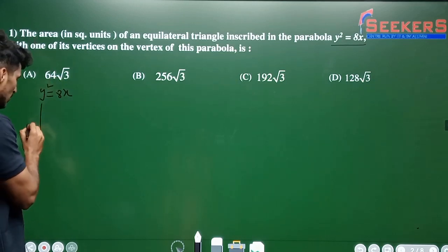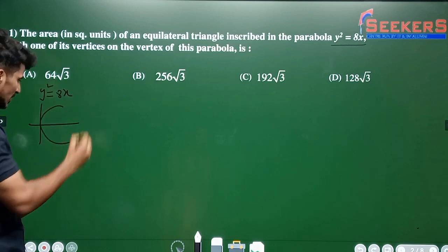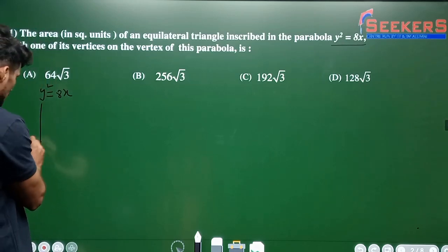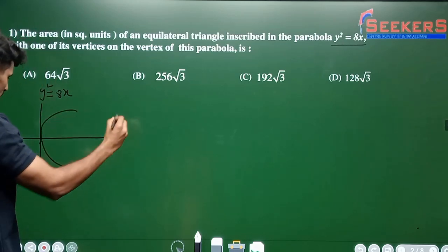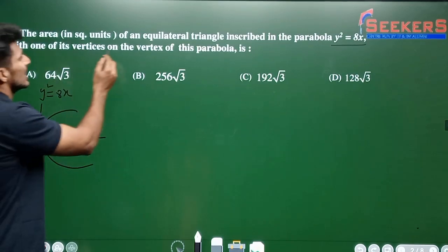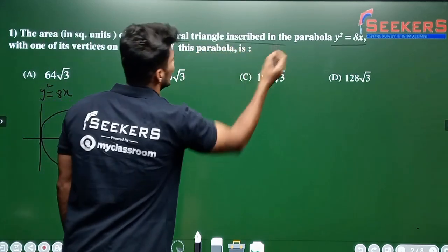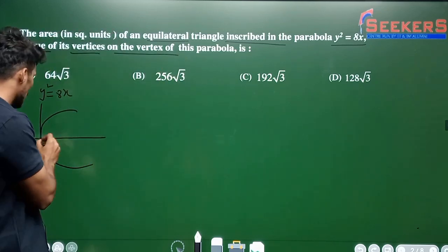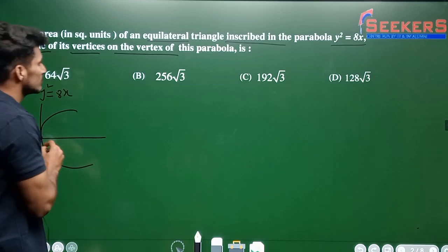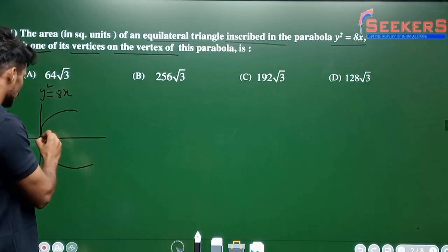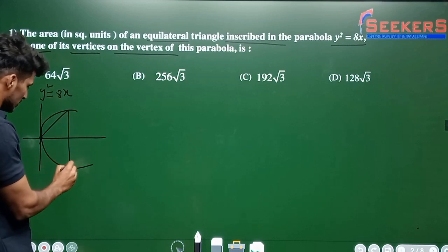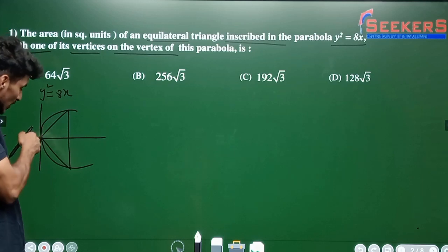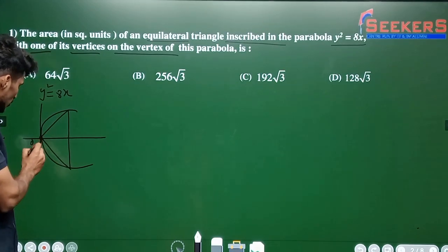So how the parabola looks like now? This is how the parabola looks like. So let me just draw the bigger diagram. What he has given? An equilateral triangle inscribed in the parabola with one of its vertices on the vertex of the parabola. So one vertex of the triangle would be at the vertex of the parabola. So now let me draw a triangle like this. This is how the triangle looks like. So one vertex of the triangle is at the vertex of the parabola, which means at 0, 0.